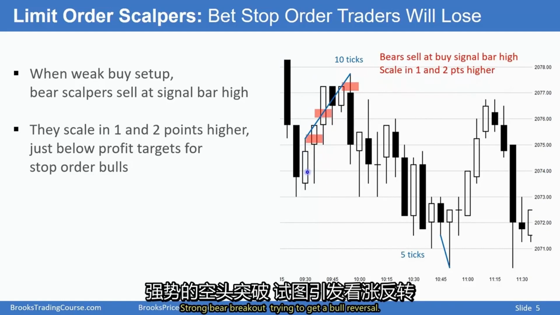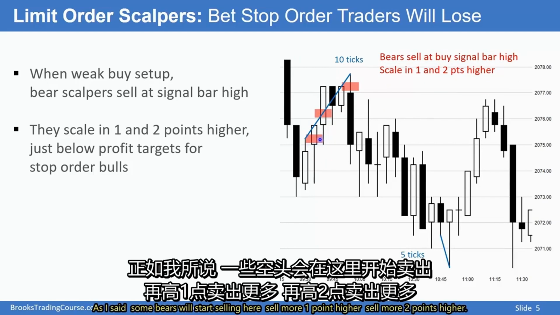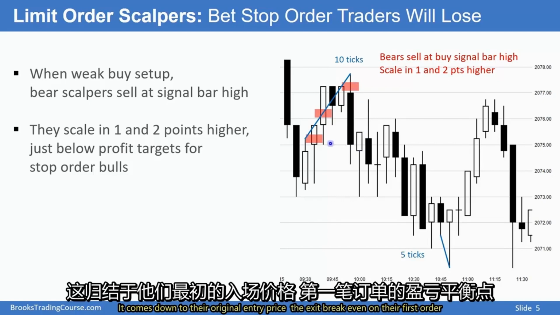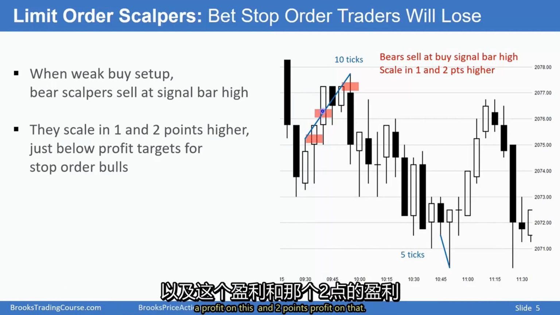Strong bear breakout, trying to get a bull reversal. As I said, some bears will start selling here, sell more 1 point higher, sell more 2 points higher. It comes down to their original entry price. They exit break even on their first order, a profit on this, and 2 points profit on that.